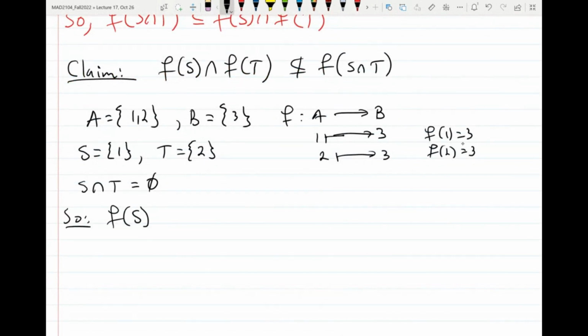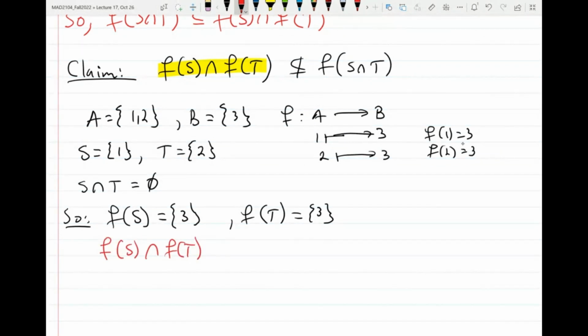So what's the image of S? The image of S is {3}. What's the image of T? {3}. Therefore, now we can compute this part. So what's the intersection? This set has 3. This set has 3. What do they have in common? 3. Yes. So the intersection is {3}.